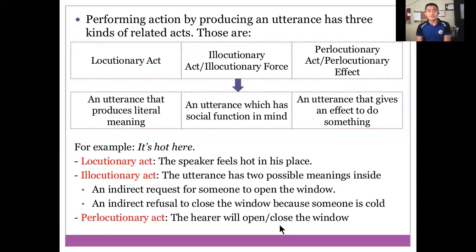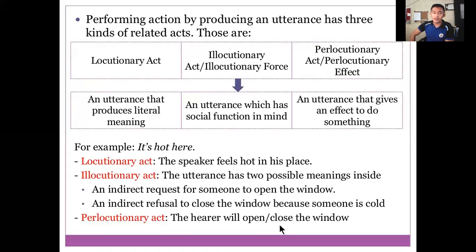Now, when we say illocutionary act, the utterance has two possible meanings inside, because an illocutionary act has social function in mind. It depends upon the person, on how the person actually understood or processed that word. An indirect request for someone to open the window, or an indirect refusal to close the window because something or someone is cold. So there is a social function in mind. It depends upon the person, how the person understood that statement.